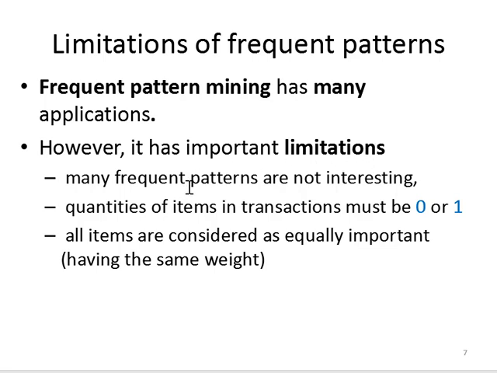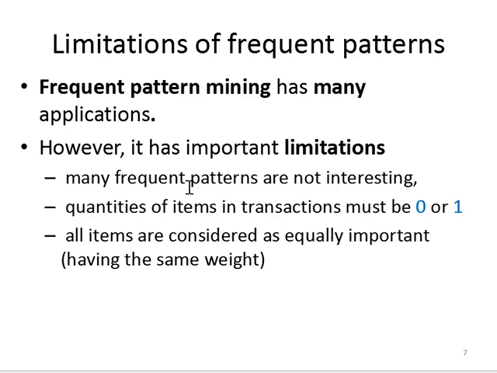First, the frequent patterns are not always the most interesting. For example, if you look at the customer data, maybe many people buy bread and milk together, but bread and milk is not necessarily something interesting. Maybe it just appears often together because many people buy milk, many people buy bread. So they just appear together by chance, actually.